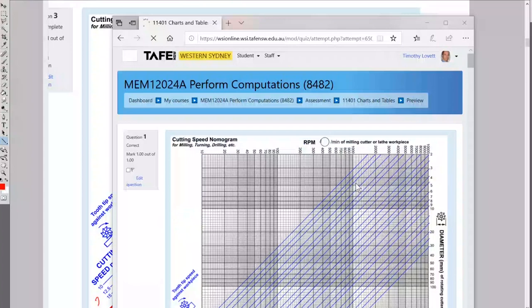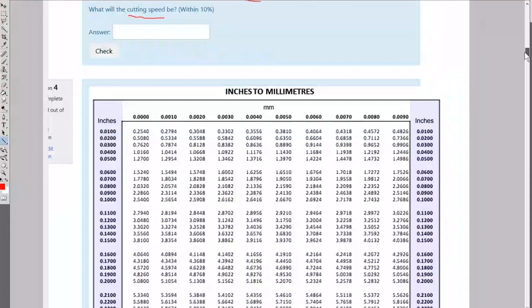Oh, we got 3 right in a row. Isn't that amazing? Beautiful. Right, now the next question is converting. So we've done that one now. Converting inches to millimeters. Now, we can do that pretty easily. We just multiply by 25.4. So you just grab your calculator and go, you want to convert inches to millimeters?